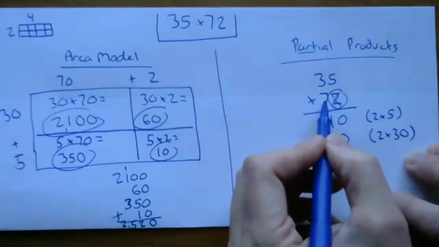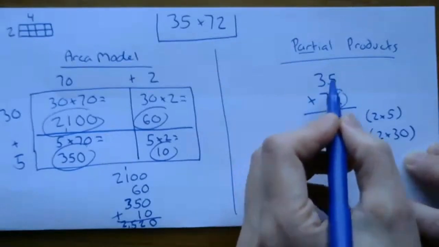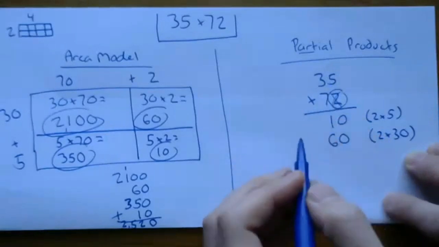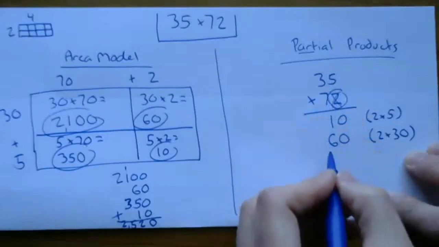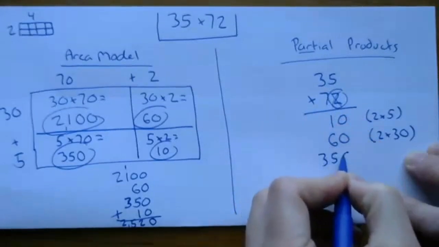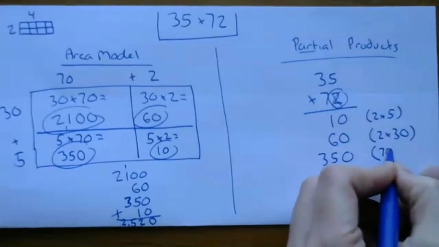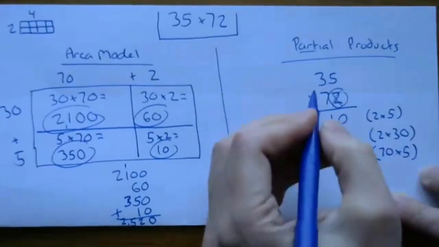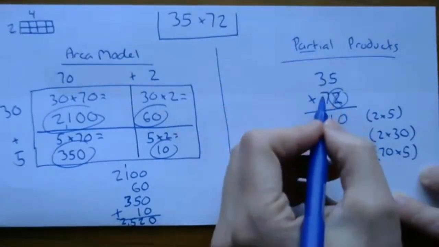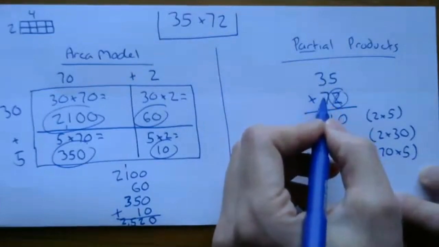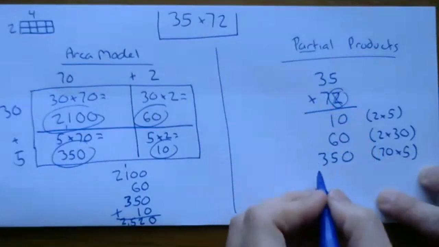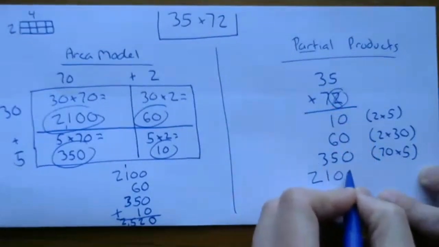Now I'm done with that. I need to multiply the 7 tens by each digit in 35. So 7 tens times 5 ones. Well, 7 times 5 is 35, but remember this is 7 tens. So it would be 35 tens. And lastly, the 7 tens times the 3 tens. Again, 7 times 3 is 21. But that's 7 tens and 3 tens, so that's 2,100.